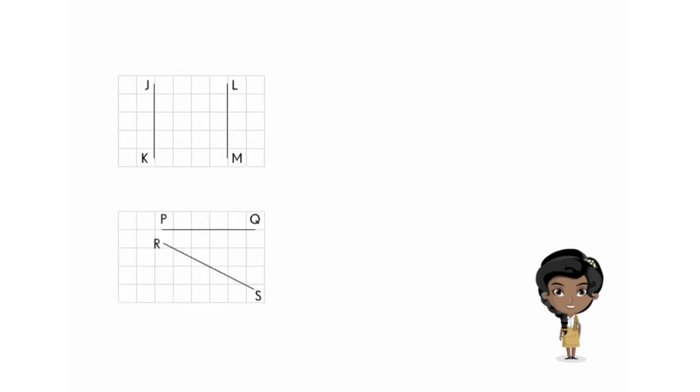Here are some more sets of lines. JK is always 4 unit squares from LM. We say that JK is parallel to LM. We write it as JK ∥ LM.